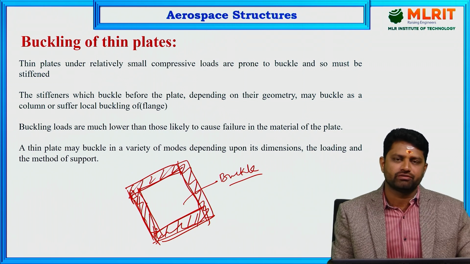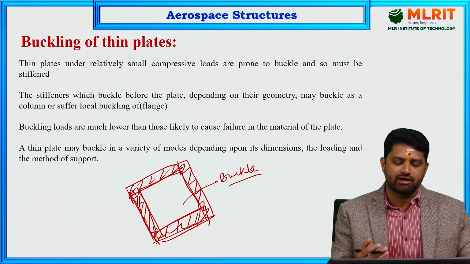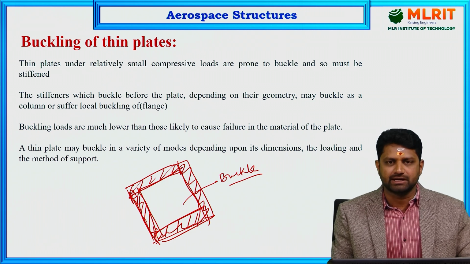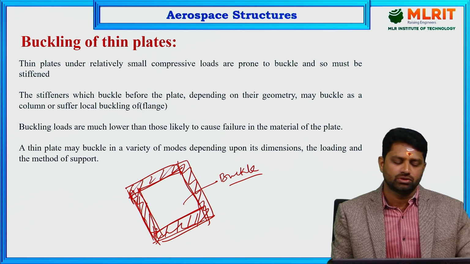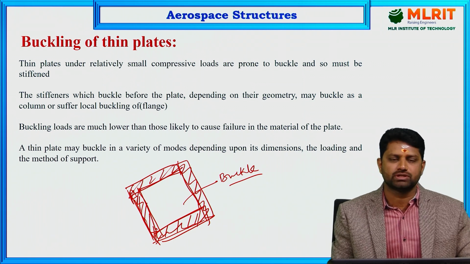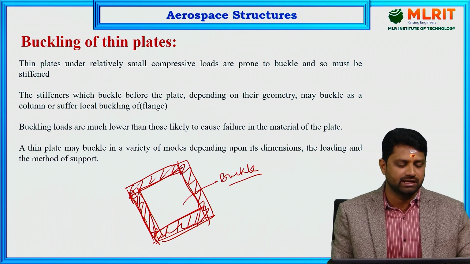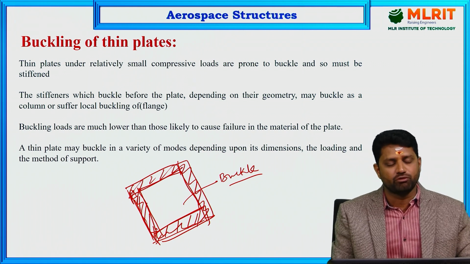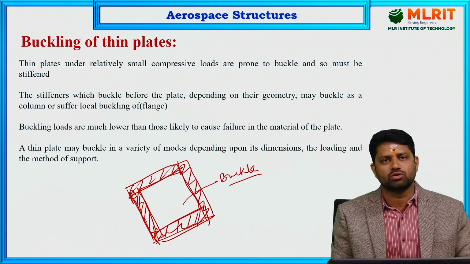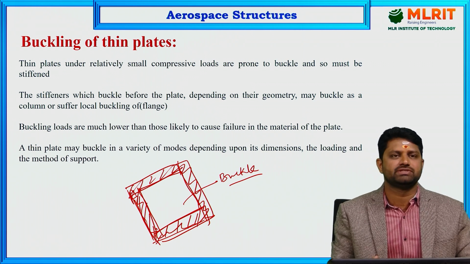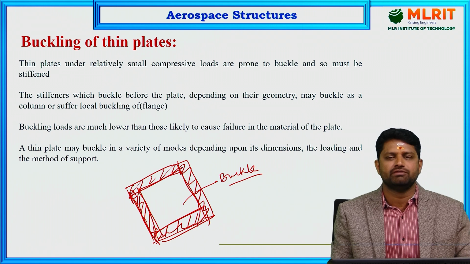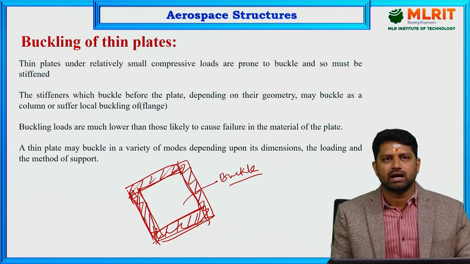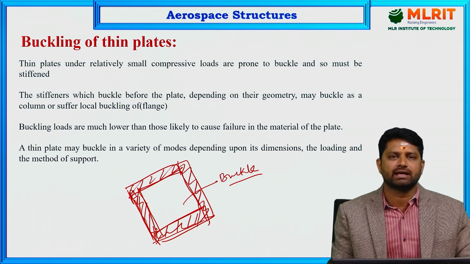So because of this, the stiffeners, which are very light in weight and attached to the thin plate, are able to carry more load so that the buckling phenomenon can be delayed. The stiffeners may buckle before the plate, and it depends on their geometry. They may buckle as a column, like the column example we have just seen, which we call column buckling, or they may buckle like a plate.